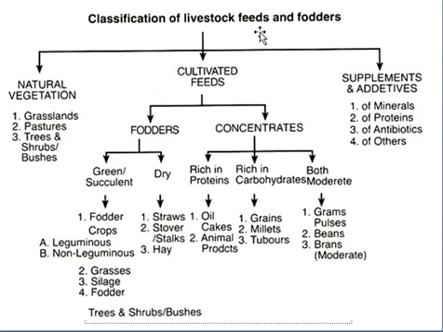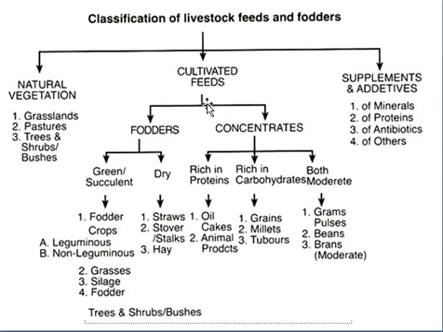So, what kind of feeds and fodders do we have available? First thing is natural vegetation. This is available in grasslands, pastures, trees, and shrubs or bushes. So this is natural vegetation available for animal feed.